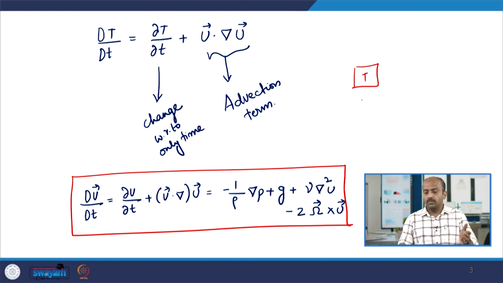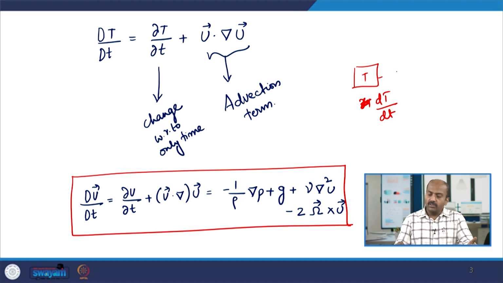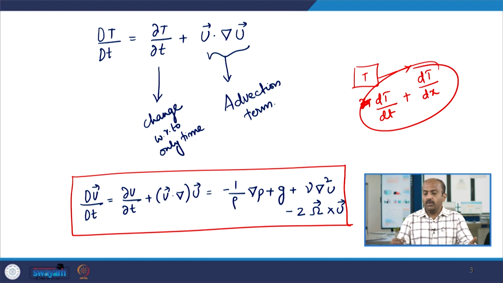Generally we are accustomed to finding the change with respect to time, either as dou T by dou t, right. Or, let us say if this is moved from one point to another point, we are accustomed to finding the change with respect to position, right. Now, when you combine these two things, we call it the total derivative.